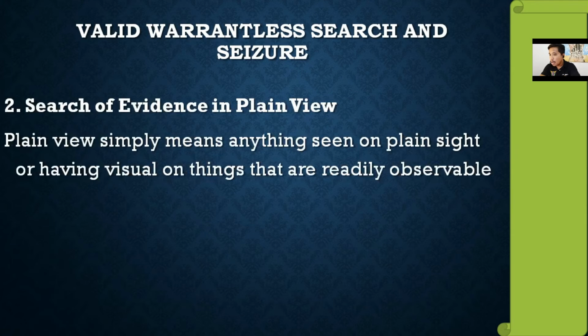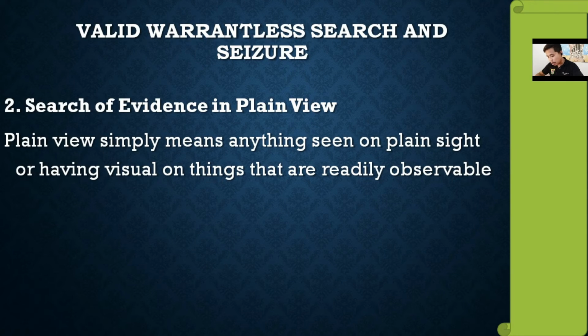The second one is on the search of evidence through plain view. Okay, this is very complex. All right, this is very complex because there are a lot of police officers who violated this principle of search. So, plain view simply means anything seen in plain sight or having a visual on things that are readily observable. Okay? So, take note of the words plain sight. Plain sight.